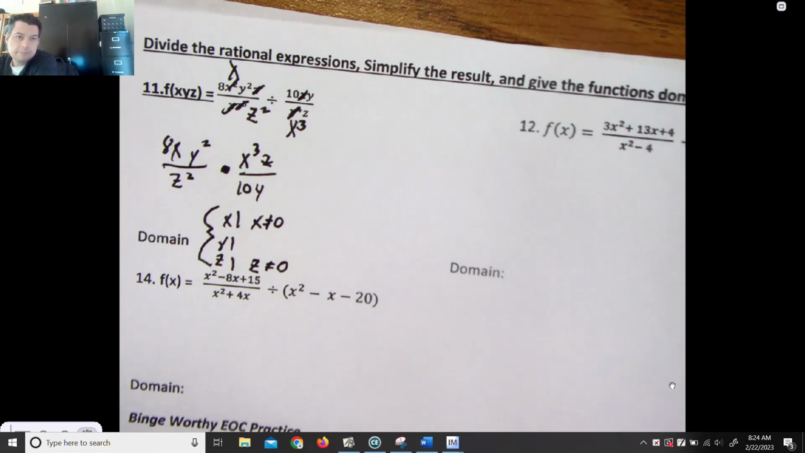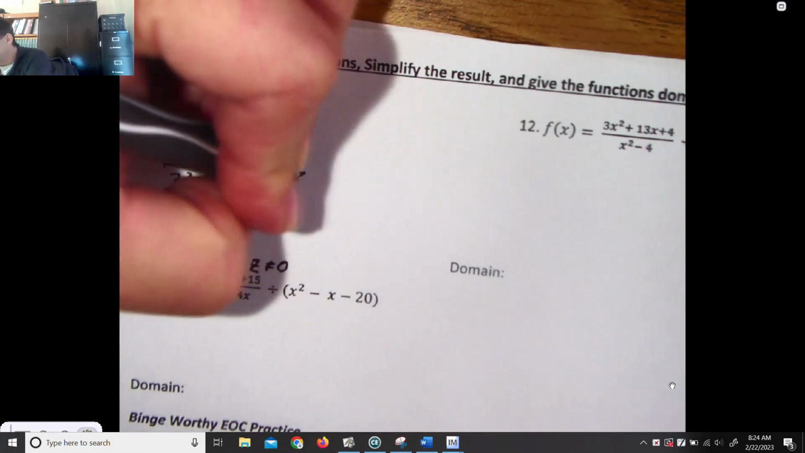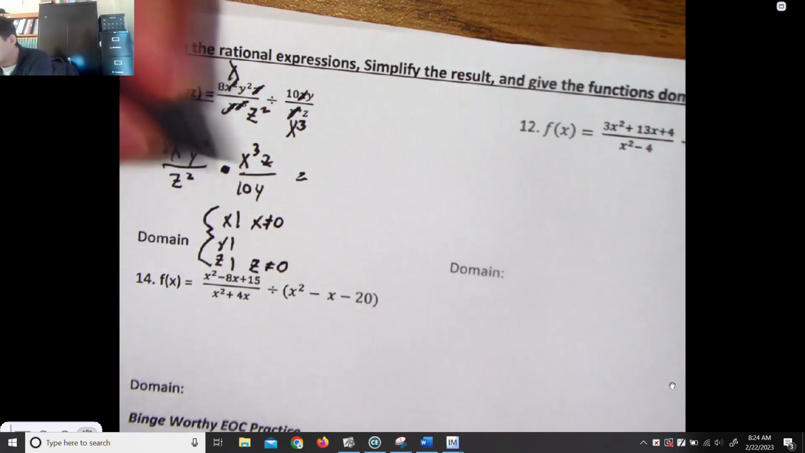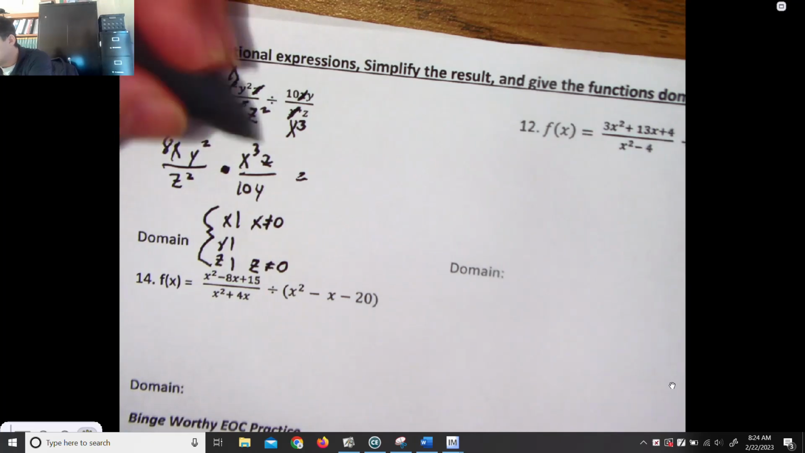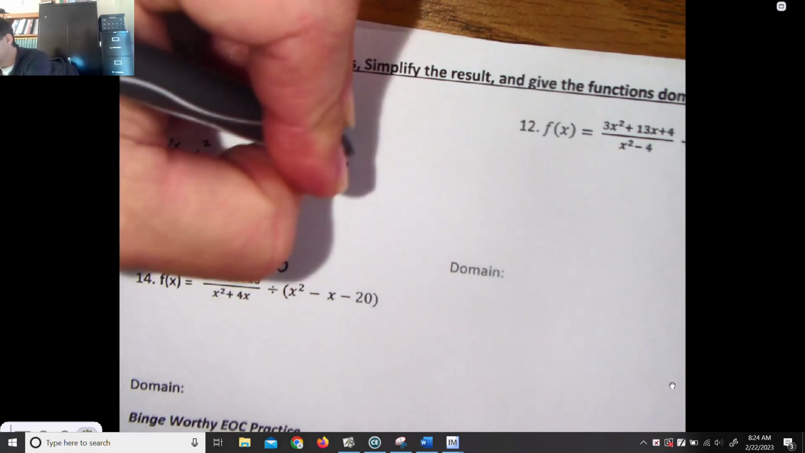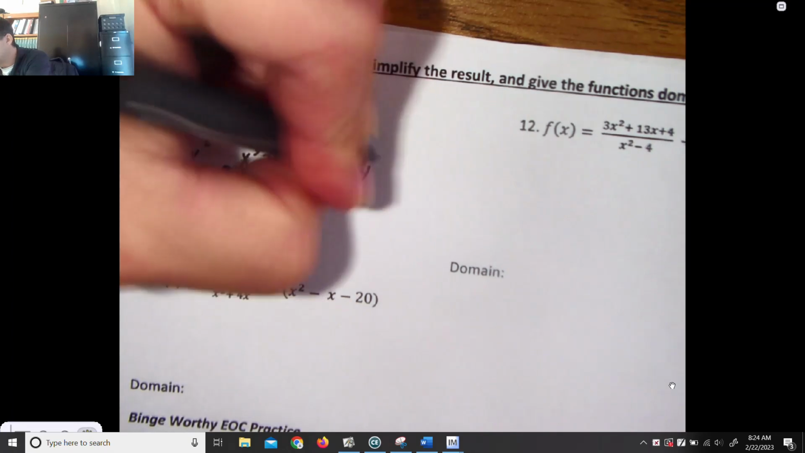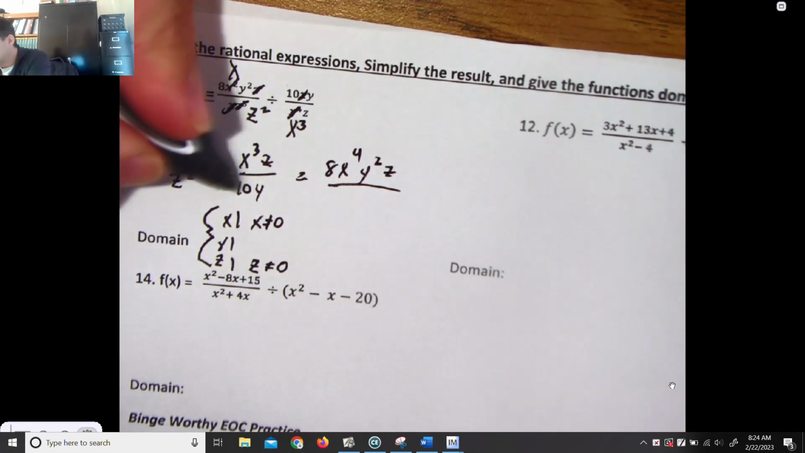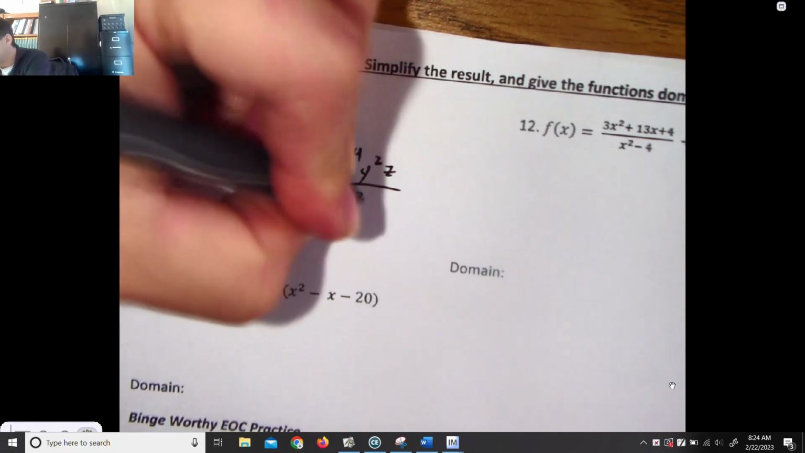Looks fine to me. The problem with using ink is I can't see what was written before. But anyways, I'm going to go with it. A lot of kids will do this first instead of canceling right here. It's fine. 8x times x cubed is 8x to the 4th. Y squared z. 10y z squared down low.